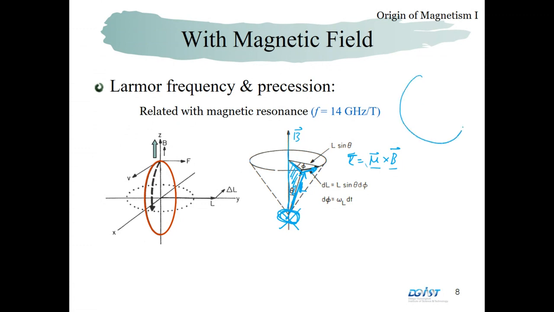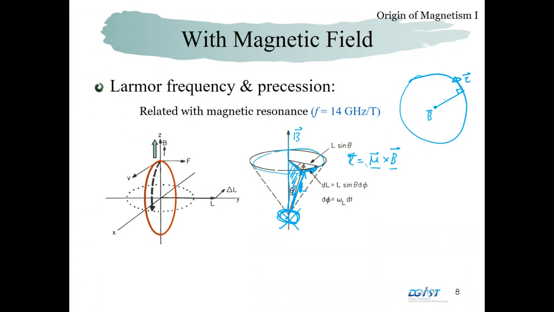And let's take a look at this circular motion again. Now we have a B in a Z direction, and the angular momentum pointing to here. And this is the plane made by B and mu cross B. And this is the torque. They are all orthogonal. This is an upper view of this.